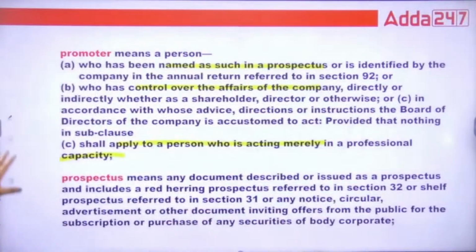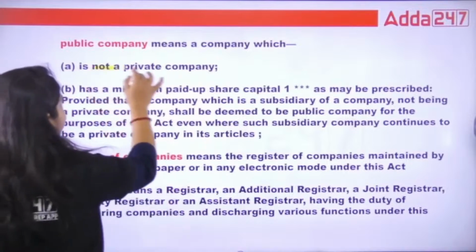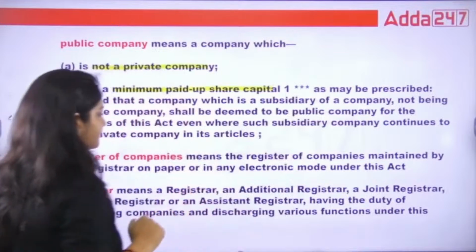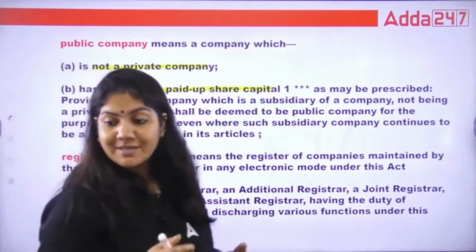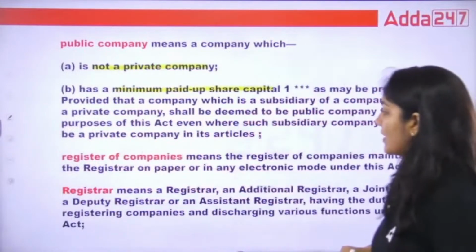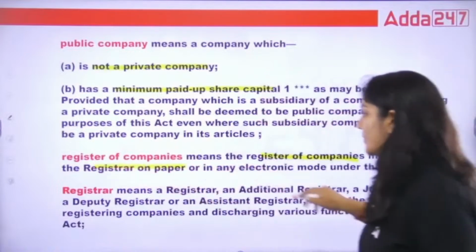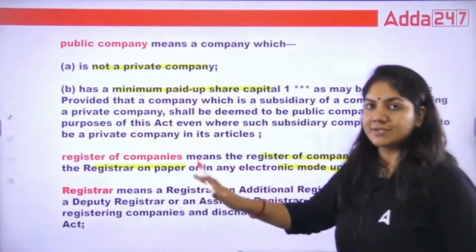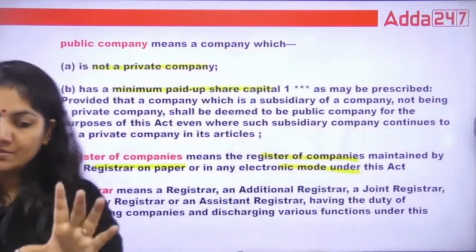That is called a prospectus. What is a public company? A company which is not a private company. Minimum paid up share capital 0. Okay. In a public company, minimum members 7 and the maximum unlimited. Register of companies means the register of companies maintained by the registrar on paper or in an electronic mode. Registration is a must for every company.